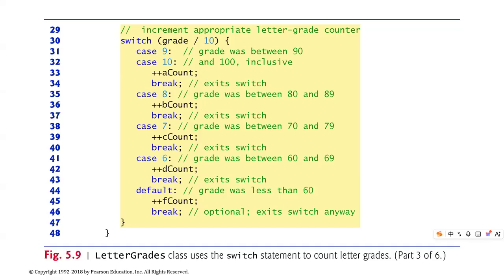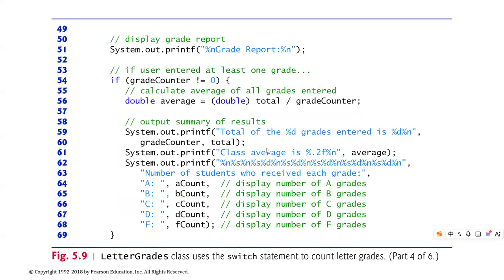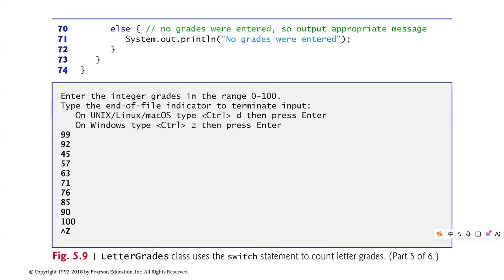So next time when I read something like 71, 71 over 10 is 7. So it matches the first case. And then the C count will be incremented by 1, and then break. Once we have finished, we will display the grade report. Everything will display, like the number of A grades, the number of B grades and the C grades. So that means the distribution of the grades will be reported by this program.